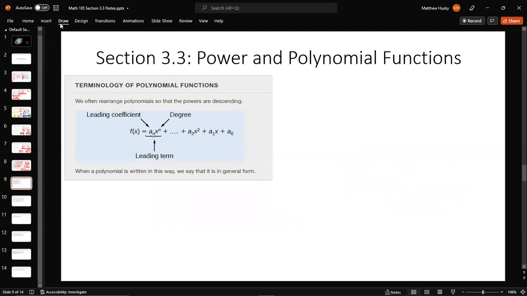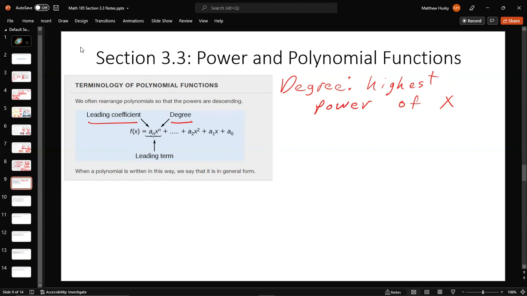Okay. So other terminology regarding polynomials. We often rearrange polynomials so that the powers are in descending order. And when you write it in this way, that's called its general form. And so then there's something known as the degree. The degree is the highest power of x. That is a useful term to be familiar with. We're going to use it a lot. So whenever I say the word degree, what that means is it's the highest power of x.